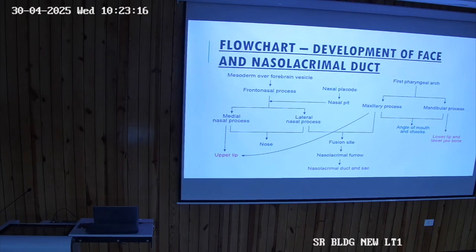Then you have the maxillary process fusing with the medial nasal process, and it is going to form the lateral part of the upper lip. Then fusion of the lateral nasal process with the maxillary process, the nasolacrimal furrow, is going to form the nasolacrimal duct, which gets canalized and forms a proper duct. First pharyngeal arch, mandibular process, lower jaw, and fusion of maxillary with the mandibular process is going to form the angle of mouth and cheeks. So this is the summary we have covered till now.